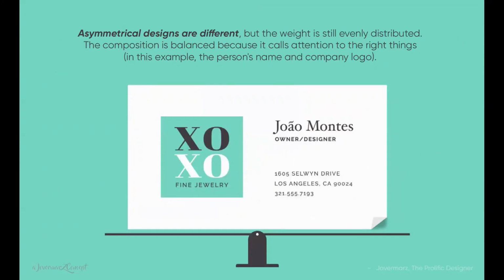You can see asymmetrical designs are not the same information on both sides, and obviously there is a very big difference. But the weight is evenly distributed because, of course, the stuff on the left side of the screen is way bigger. This right here is way heavier than this on the left, right? It is as simple as it looks.